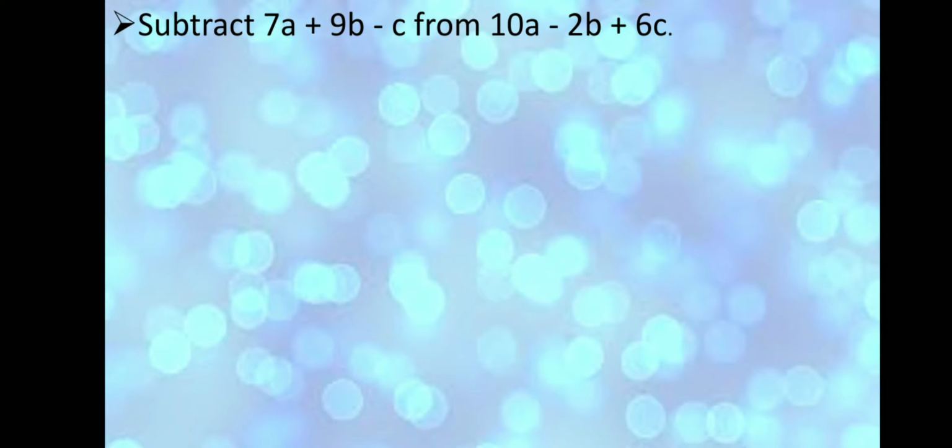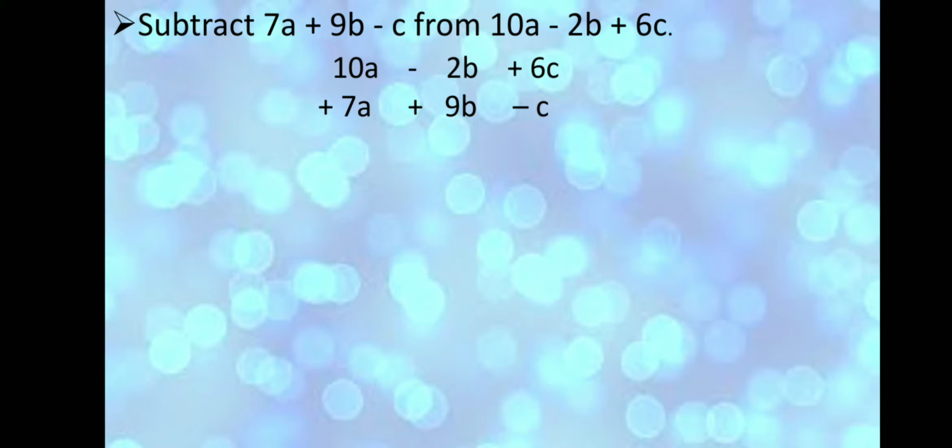Now let's go to some more sums of subtraction of algebraic expressions. Subtract 7a plus 9b minus c from 10a minus 2b plus 6c. So how are you going to do it? First, we'll arrange the terms of this expression into like terms. We'll write the like terms one below each other.